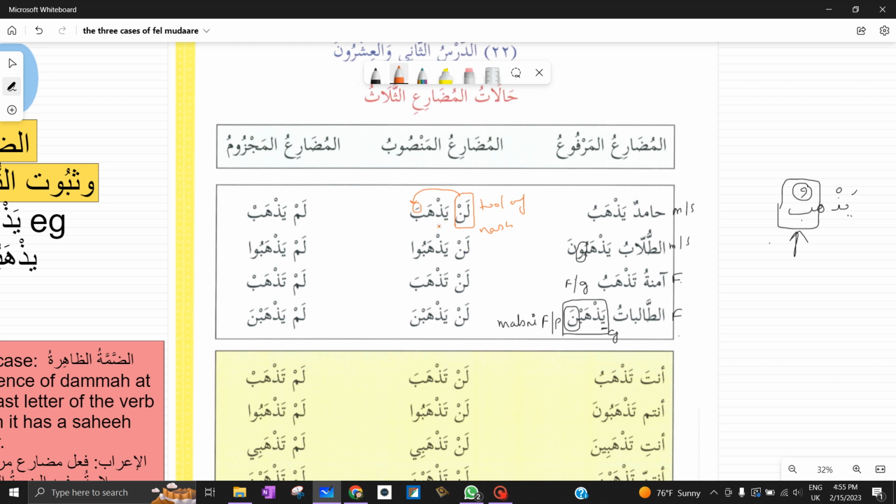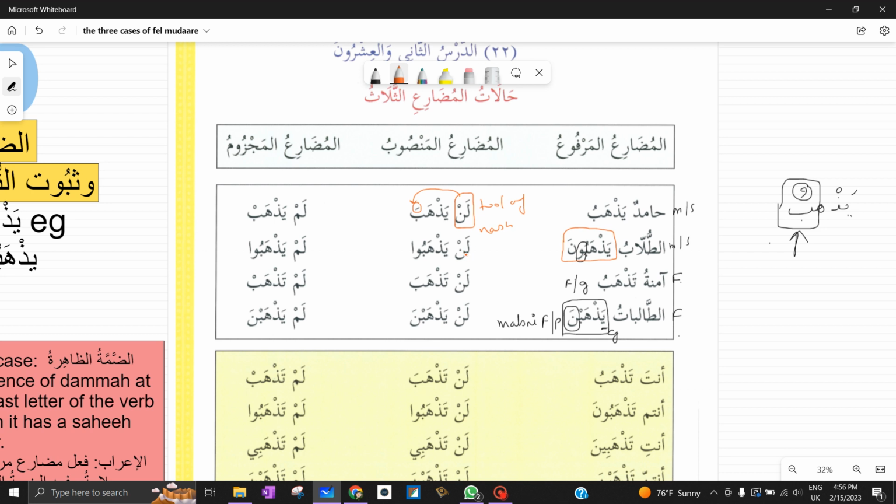Now this is a simple fail mudaare. From yadhabu it changed to yadhaba. What about at-tullabu yadhabuna? It is with waw and noon. This is a male jama plural. What happens when this kind of fail comes, and this fail is from afalul khamsa? So this particular rule is for afalul khamsa.